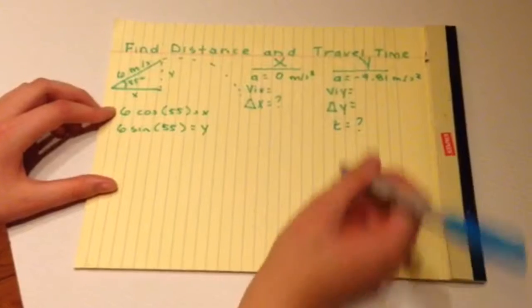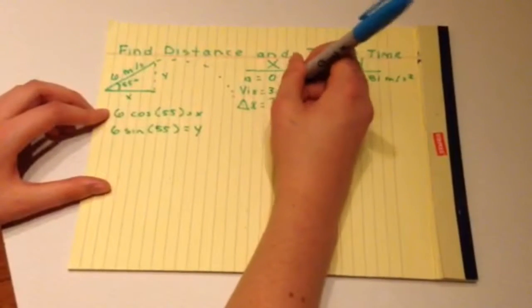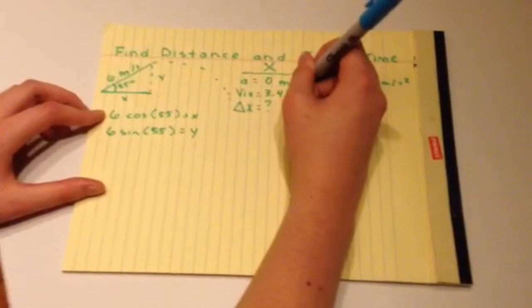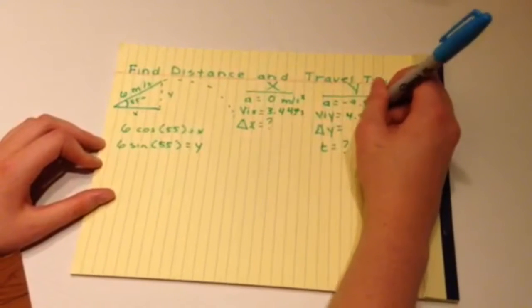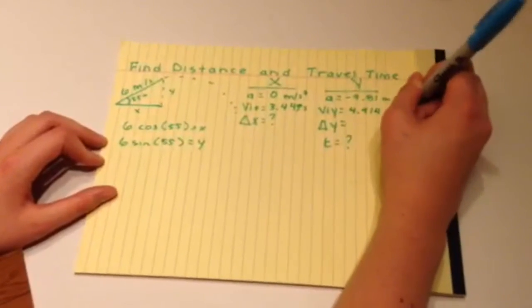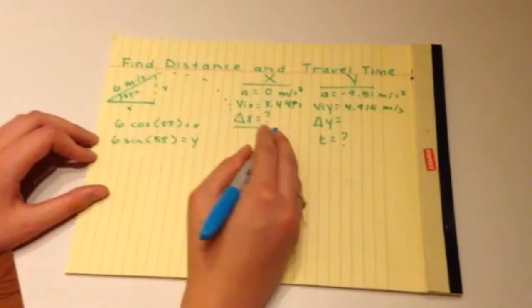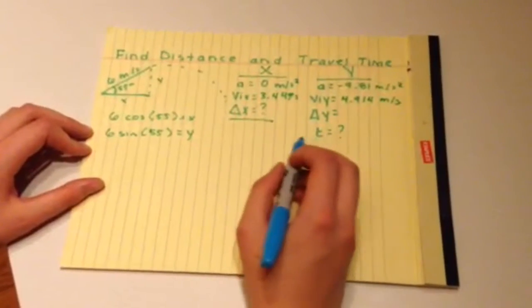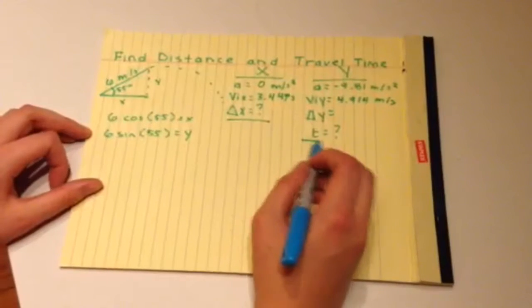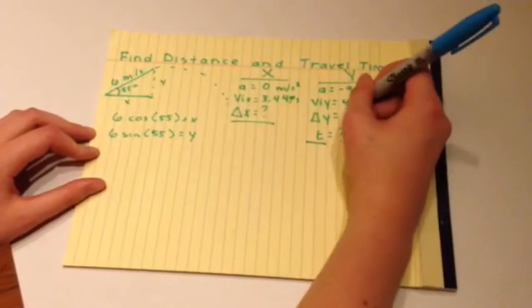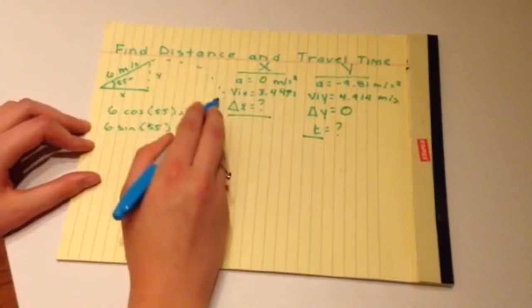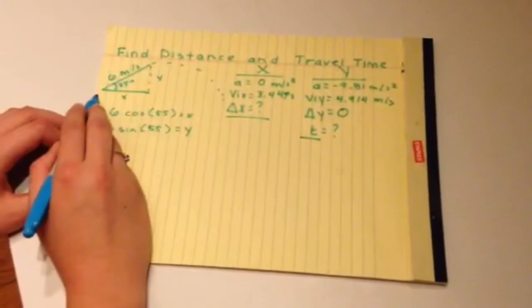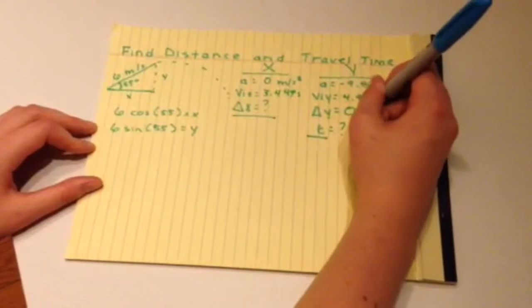And so for x, we get 3.44 meters per second. And for y, we get 4.914 meters per second. What we need to find is the change in the x direction, displacement, and then time. We already have y displacement at 0 because we're starting down here, going up and coming back down, and we end at the same place we started, making the displacement 0 meters.